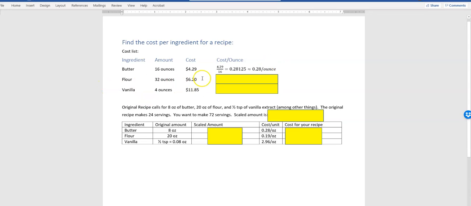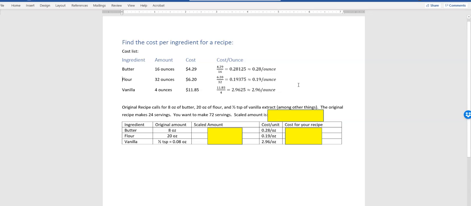And you're going to do the same thing for the rest of these. The cost of 620 divided by 32 ounces for flour. That's going to be roughly 0.19375, or exactly that, and that's going to be roughly 19 cents per ounce for flour for your recipe. And then for vanilla, you're going to take 11.85, that's the cost, and divide by 4, and you're going to get this amount that's exact, and you're going to round that to 2.96 per ounce, so $2.96 per ounce.